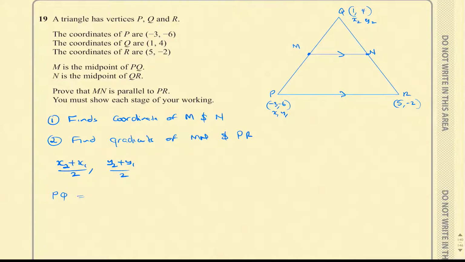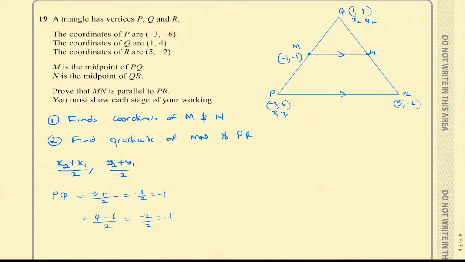x2 plus x1 will be -3 plus 1 over 2. That becomes -2 over 2, which is -1. For y, it will be 4 minus 6 over 2, which becomes -2 over 2, which is -1. So the M coordinate will be (-1, -1).